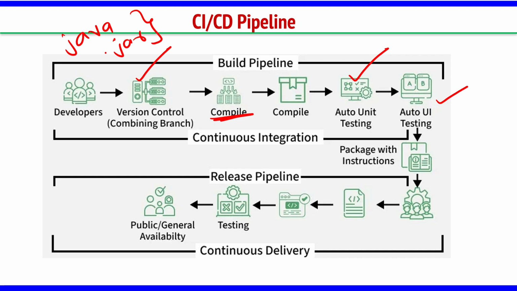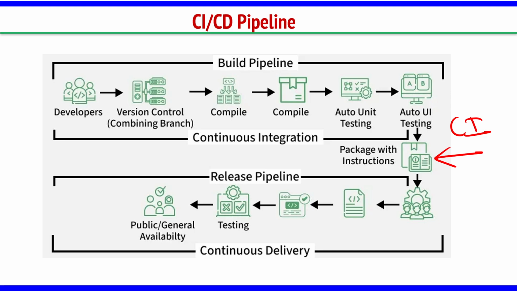Then package with instructions. Okay, so the final application is packaged here. Once all these things are done and the build pipeline is successfully done, we will package with instructions. We will be building a package, something like a Docker image, which is readily available for deployment, right? Readily available for deployment. Okay, so here CI completes. By this step, the CI phase, continuous integration, completes.